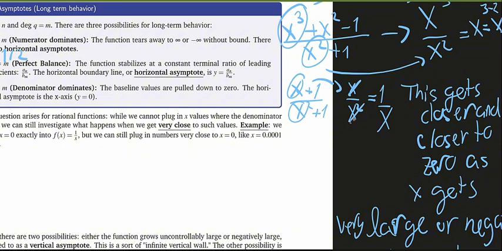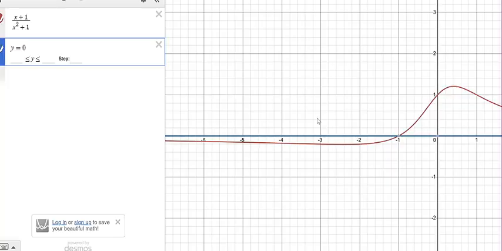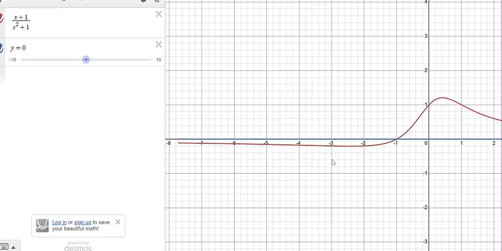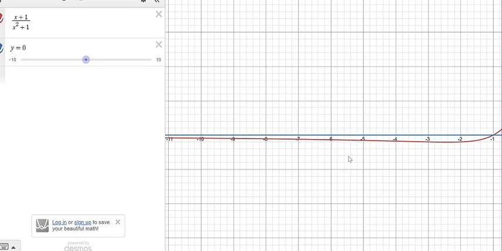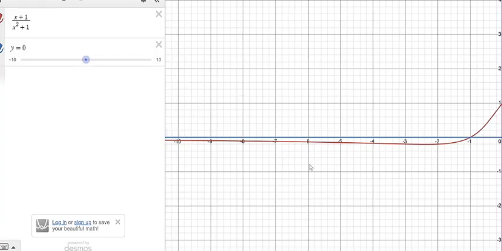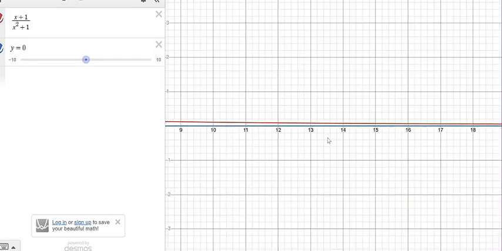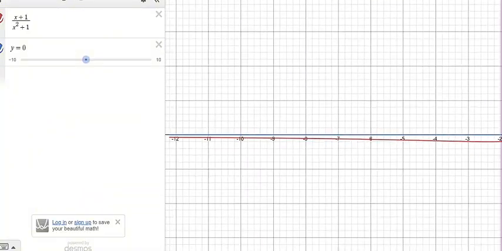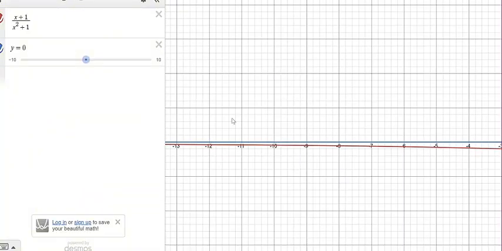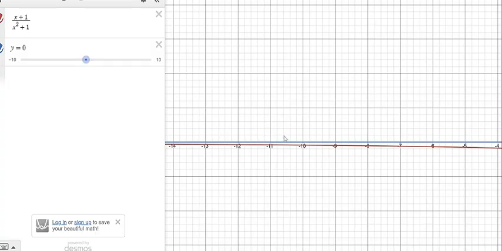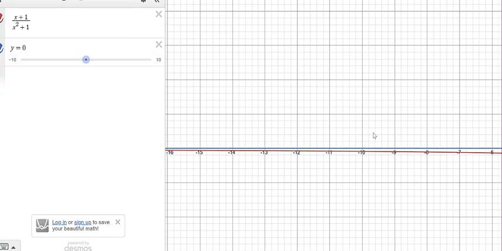And if you want to see this example on Desmos, let me show you right now. If you actually take this example and put it in Desmos, what you see happening here is the red curve, where the denominator has a higher power than the numerator. As x becomes larger and larger, or smaller and smaller, the red curve gets awfully close to the value y equals 0, which is in blue. That's why the value of the polynomial is going to approach 0.